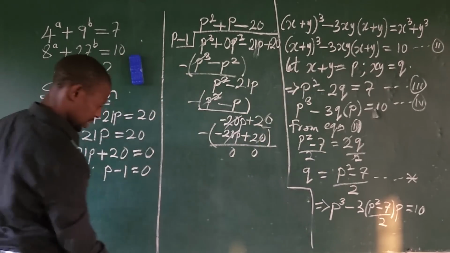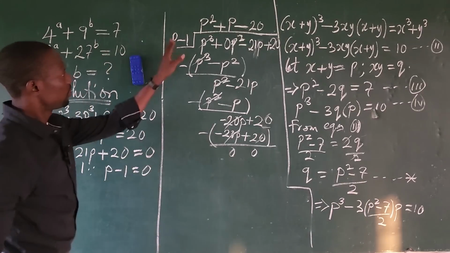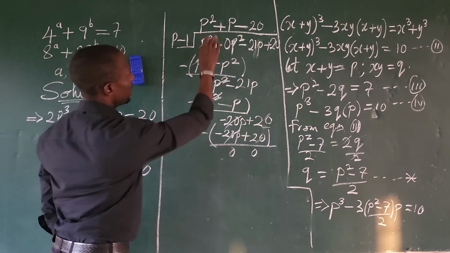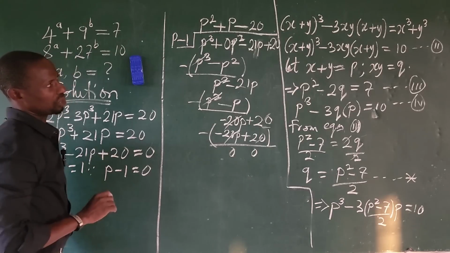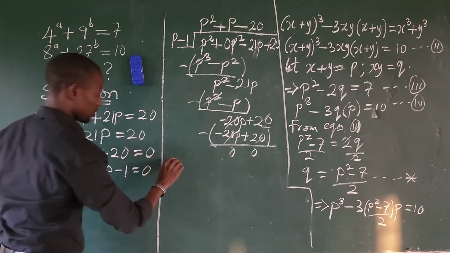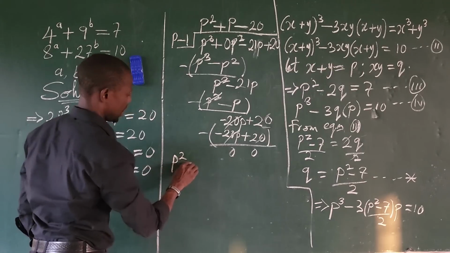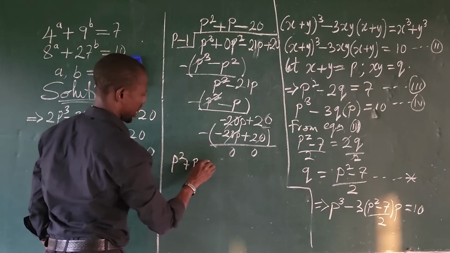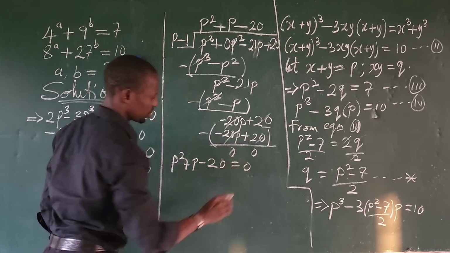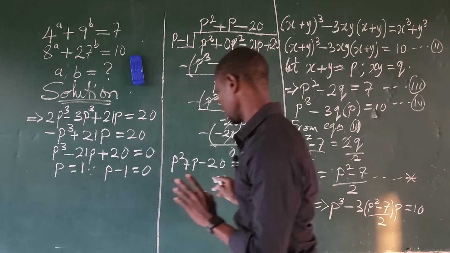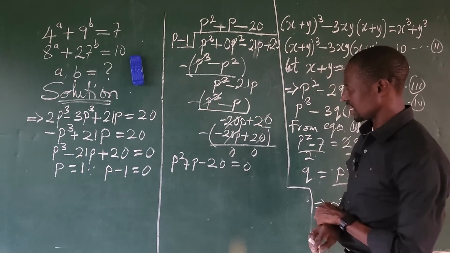So the factors here, we now have this quadratic equation, so we can solve this quadratically. So we have P squared plus P minus 20 is equal to 0. So how do we solve this quadratically? It is easy. We can use the factorization method.